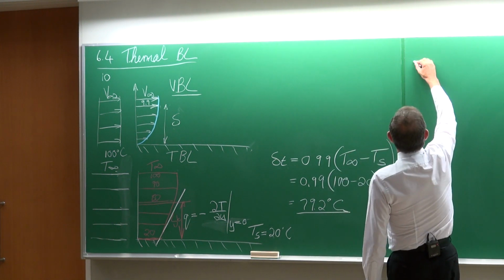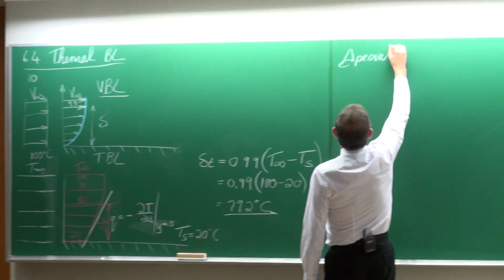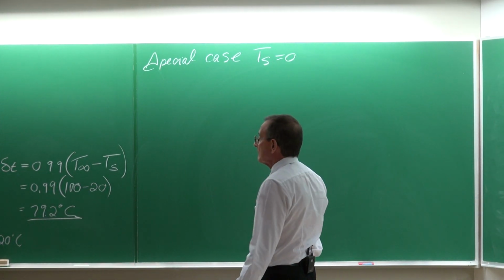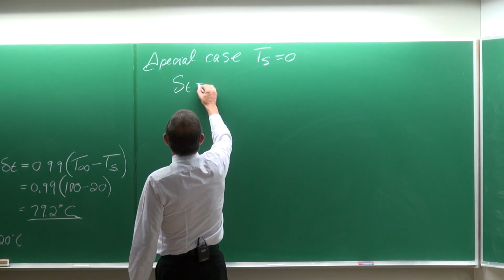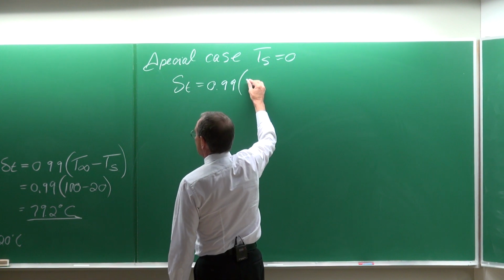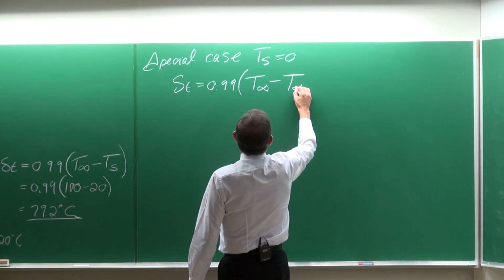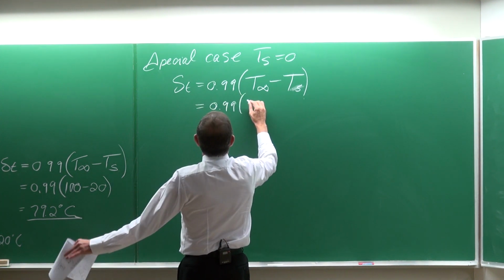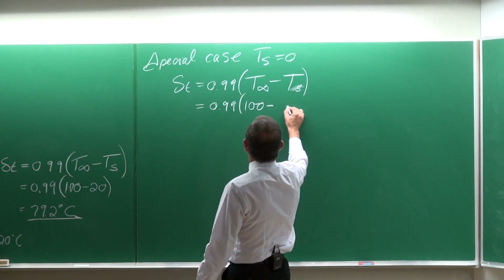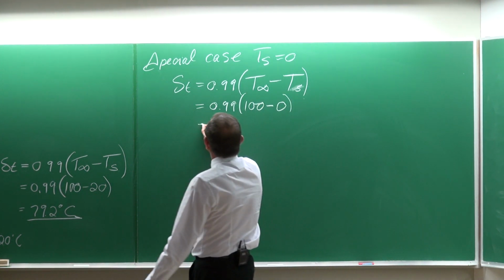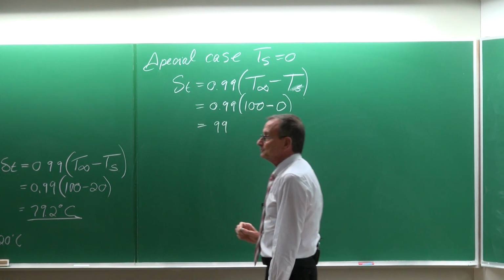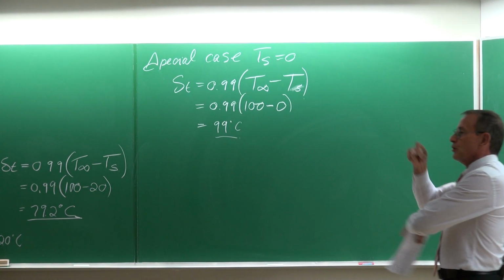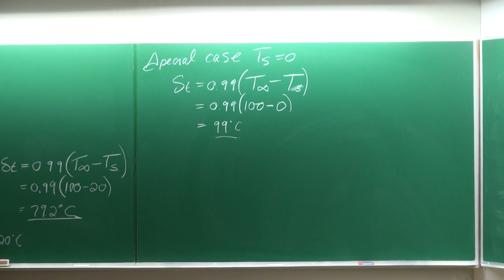Okay. Now let's look at the special case where the surface temperature is 0. Then the thermal boundary layer thickness again is 0.99 multiplied by the temperature difference. The free stream temperature is 100 minus surface temperature 0, so that would be at 99 degrees Celsius. That is where the thermal boundary layer thickness will be. You follow?